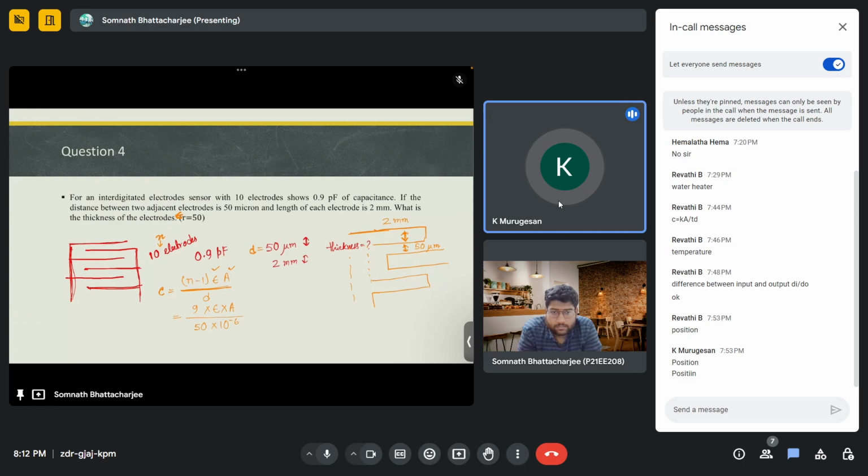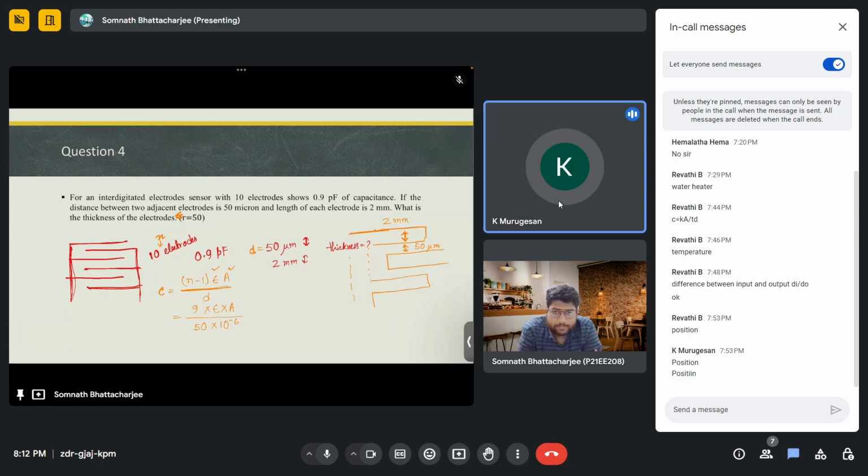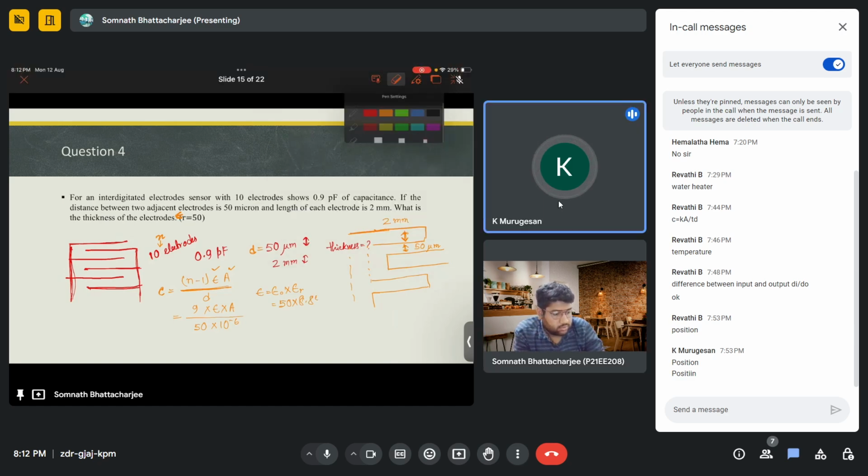See, epsilon is equal to epsilon naught into epsilon r. Epsilon r is given, 50. Epsilon naught is a constant, right? Yeah, 8.854 into 10 to the power of minus 12. So we can find out epsilon. Epsilon is epsilon naught into epsilon r, and we know the value of epsilon r, that is 50, and epsilon naught is 8.8542 into 10 to the power of minus 12.